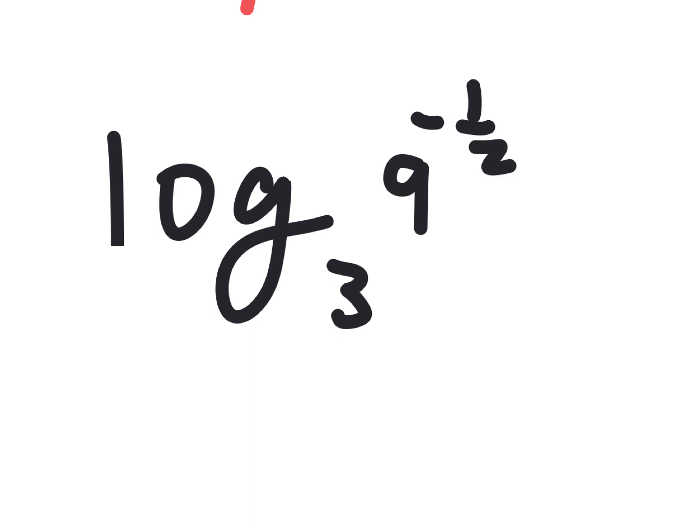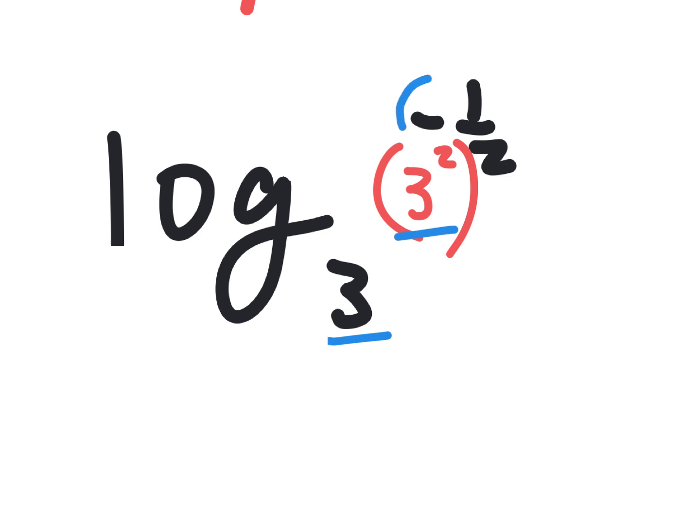Would you agree that this 9 could be replaced with a 3 squared? Does that ring a bell? And now the bases are the same. And that was a big deal in logs. If the bases are the same, I always said it this way: if the bases are the same, the answer's already there. It's these two. And do you know what to do with them?